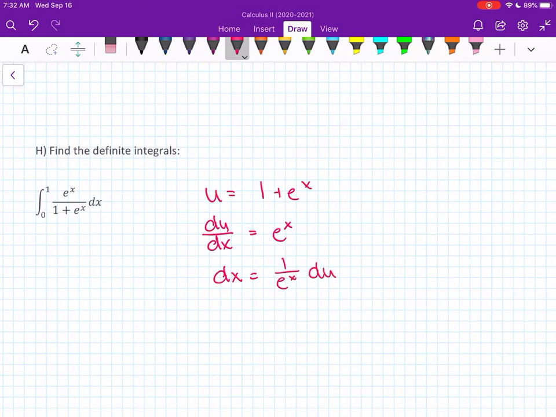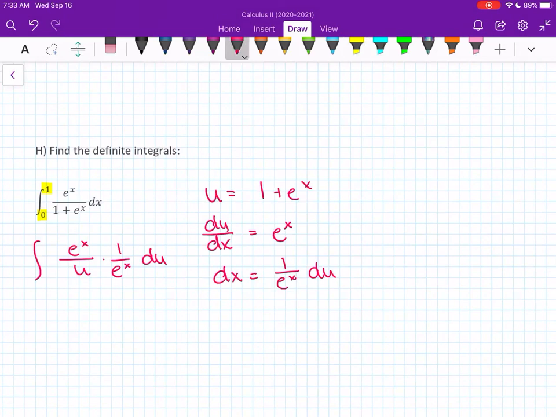If you like writing it all out, you're welcome to. So then I'm going to go through and substitute. So I have e to the x over u times 1 over e to the x du. All right, so here's something you need to pay attention to. When you're doing definite integrals and u substitution at the same time, keep track of which variable your values are in, okay? So right now I have two variables. I have a variable of x and I have a variable of u in my integral.